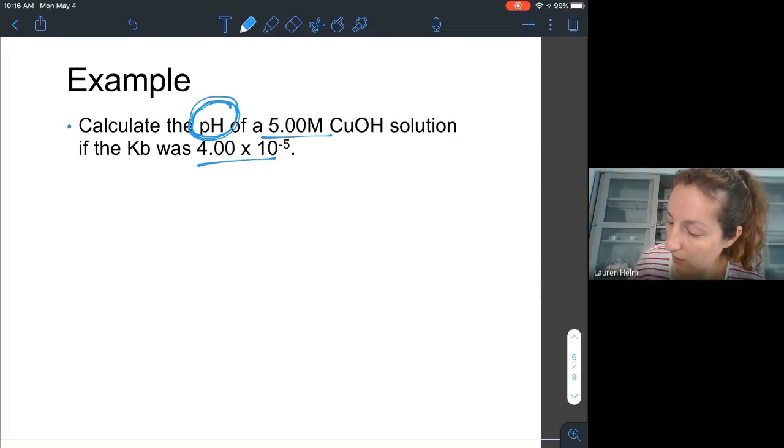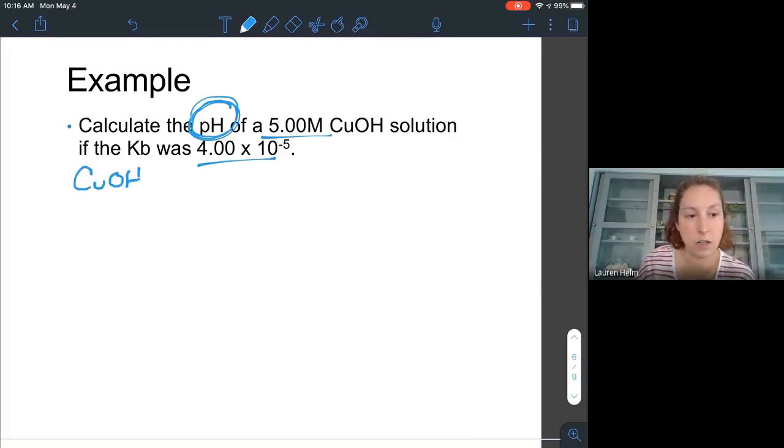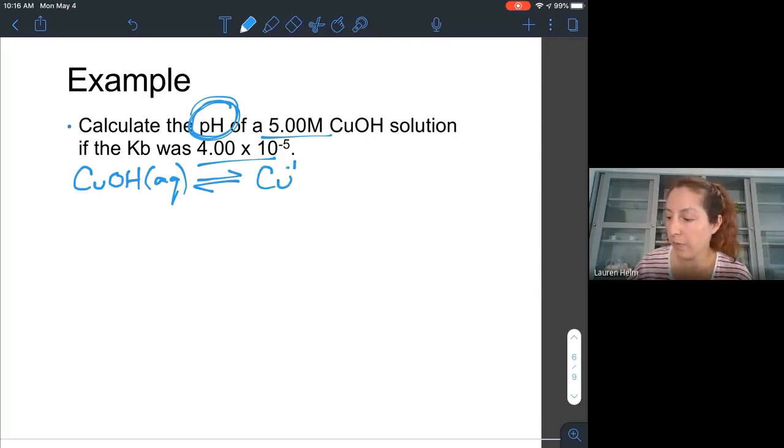So if this is my base, copper hydroxide, acids and bases are aqueous, it is at equilibrium with the cation, copper. Copper can have a couple different charges. In this case, I know it's 1 because it's 1 Cu and 1 hydroxide. And hydroxide, we know, is our polyatomic that has a charge of -1.